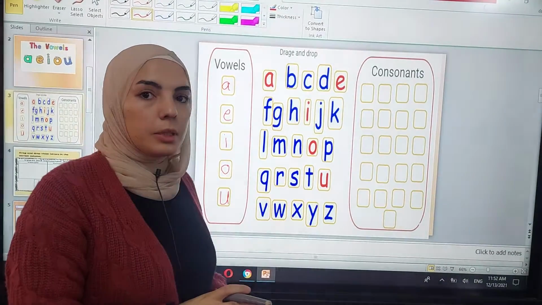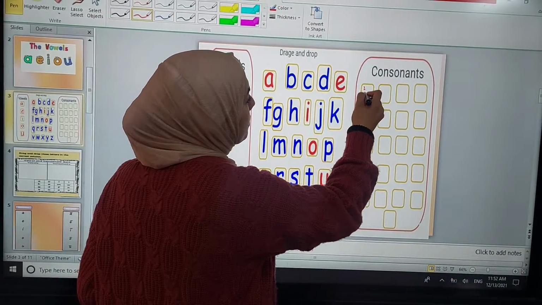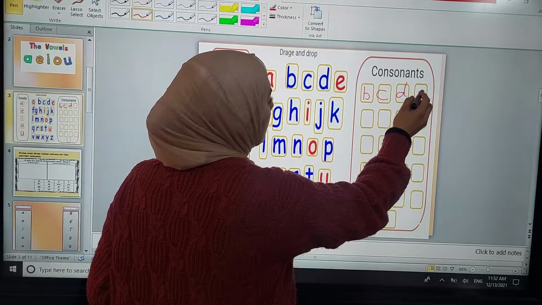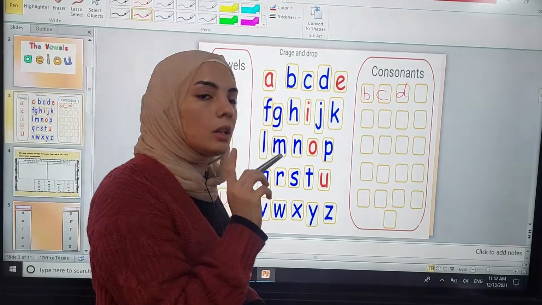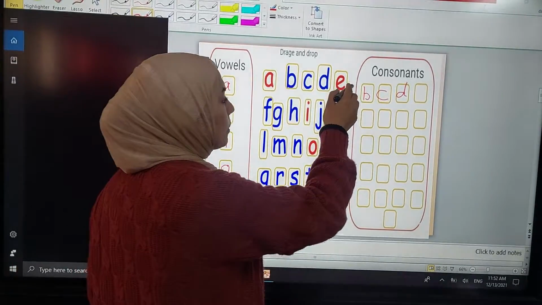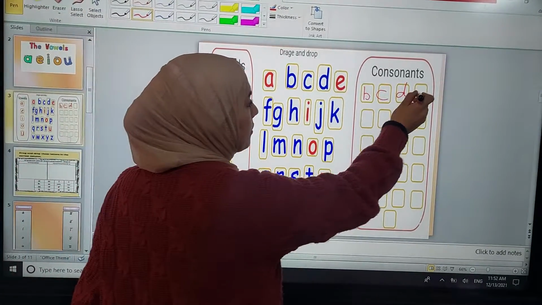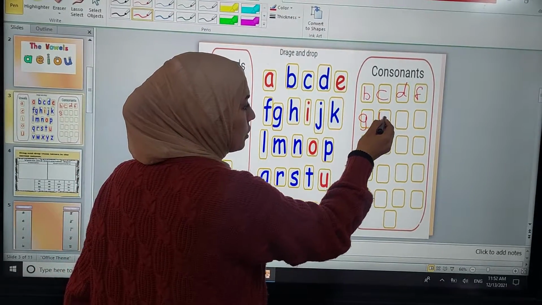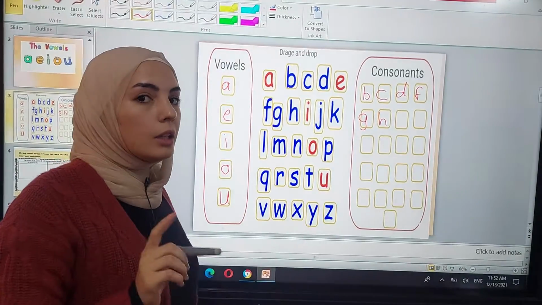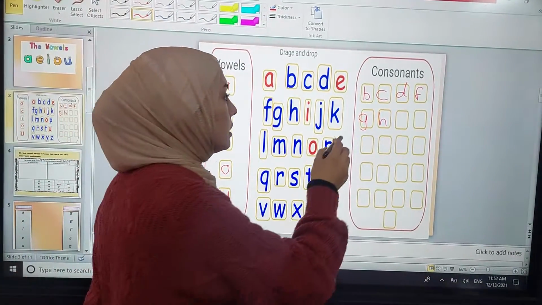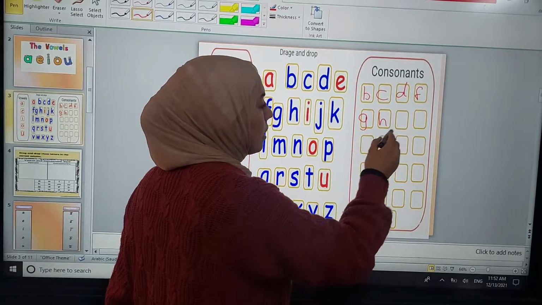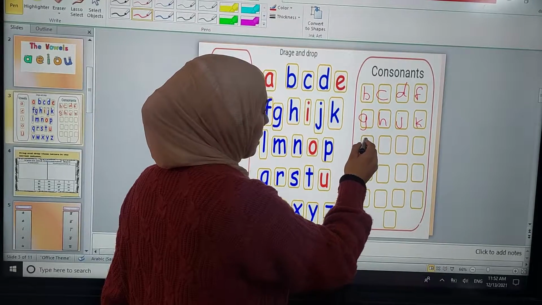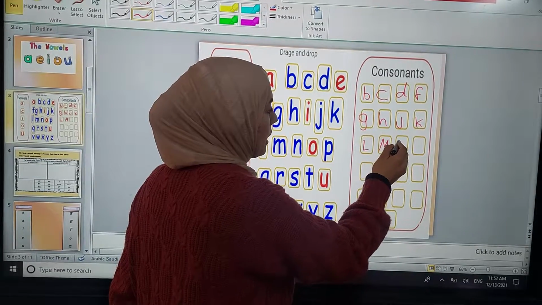All of the other alphabets, all of the blue ones, we have B, C, D, E. Should we write E? No, it's from the vowels group. So what comes after E? We have F, then G, H. Shall we write I? No, it's vowels, not consonant. So we don't write I. After I, we have J, K, L, M, N.